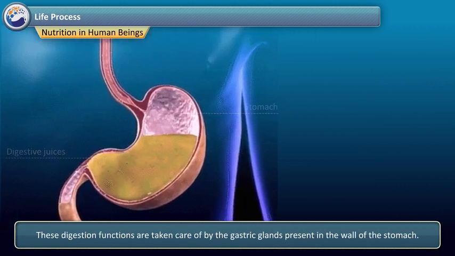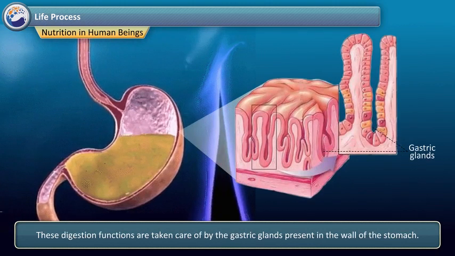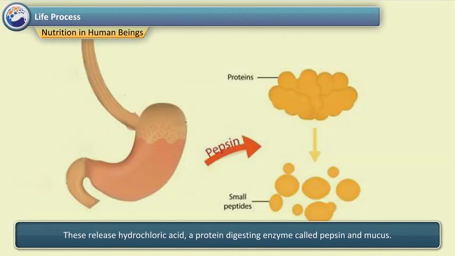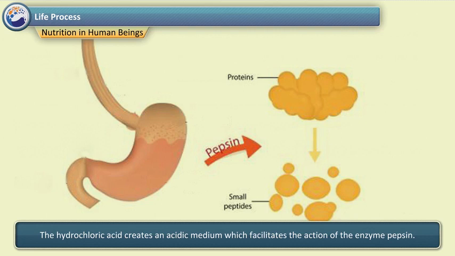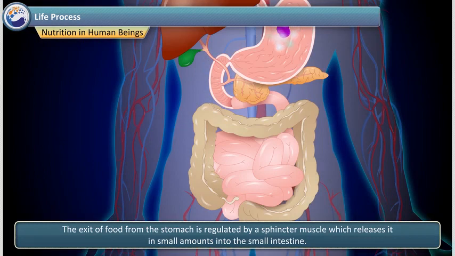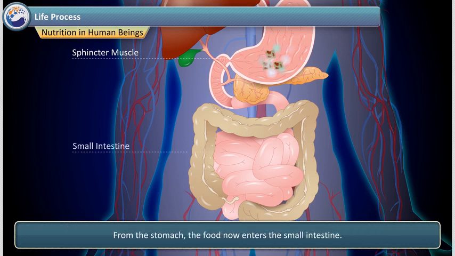These digestion functions are taken care of by the gastric glands present in the wall of the stomach. These release hydrochloric acid, a protein digesting enzyme called pepsin, and mucus. The hydrochloric acid creates an acidic medium which facilitates the action of the enzyme pepsin. The exit of food from the stomach is regulated by a sphincter muscle which releases it in small amounts into the small intestine. From the stomach, the food now enters the small intestine.